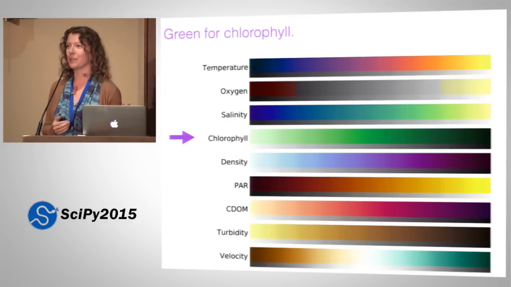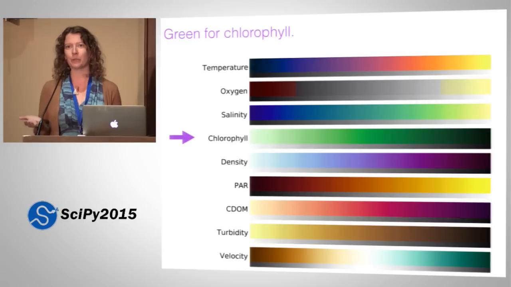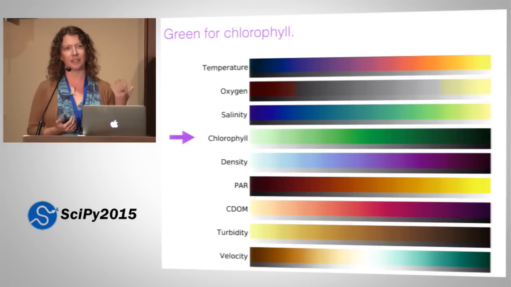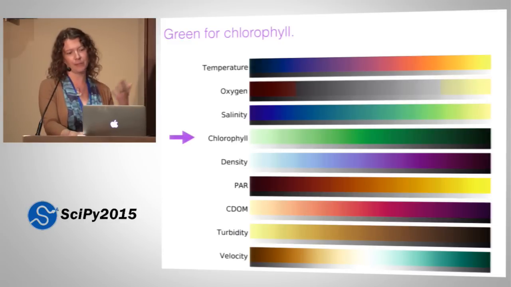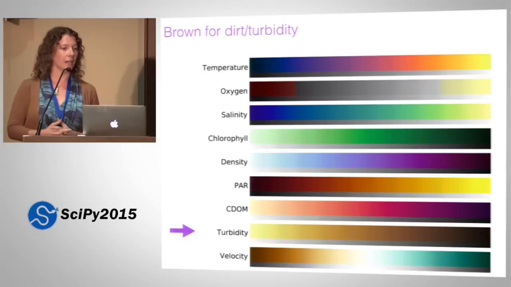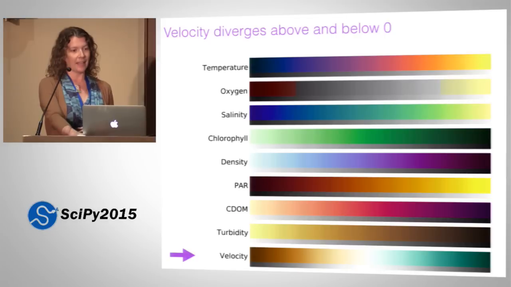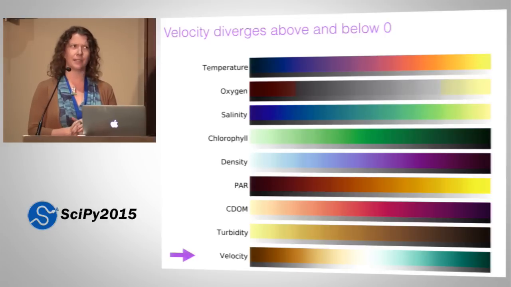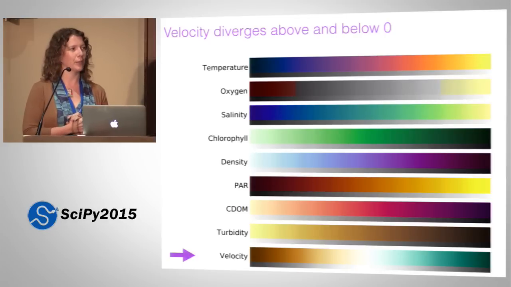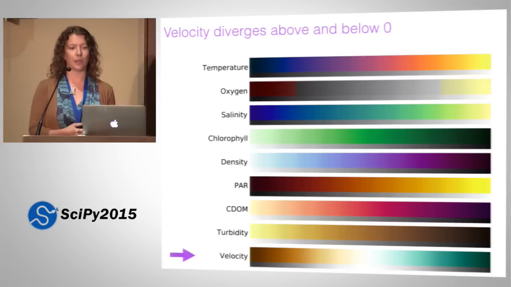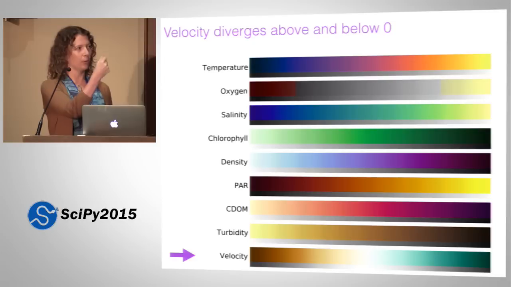It might be simple, like green for chlorophyll. You know, why use rainbow for chlorophyll when green clearly screams plant life or chlorophyll? Turbidity is like dirt, so I have brown scales for that. And velocity, I don't necessarily know what would be intuitive for those colors, but I just want to note that I'm using a diverging color map, like I said before. We're going to be thinking about what's at 0 and going negative and positive from there.